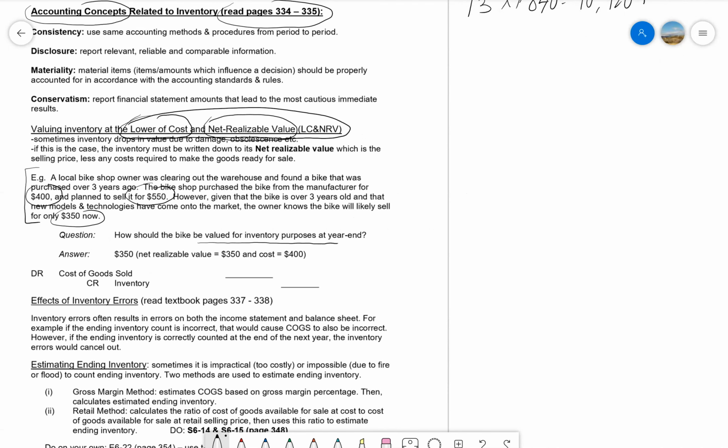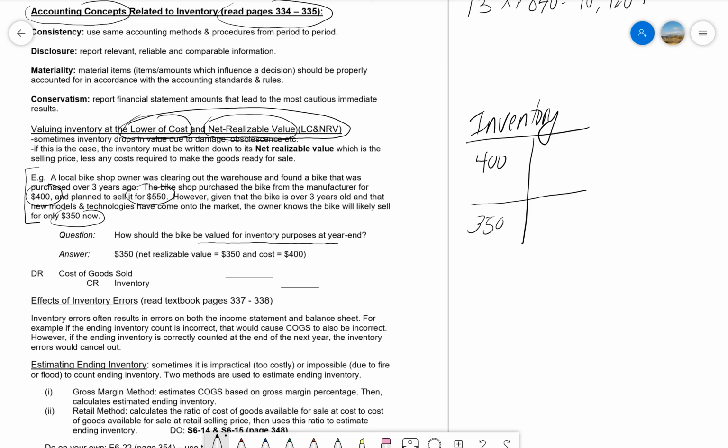And once again, we can just draw a T account to explain how this rule will apply. We have this bike that has an inventory cost of $400. Now, we bought it 3 years ago. We still have it in inventory. We haven't sold it yet. Now, when we get to the end of the current year, we have to value that at the lower of cost, or net realizable value. Cost is $400, net realizable value is $350, so the lower amount is going to be $350.